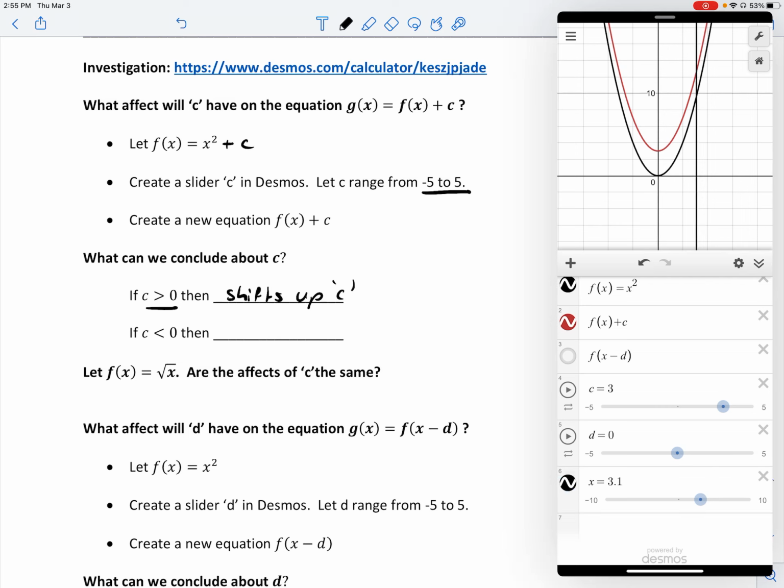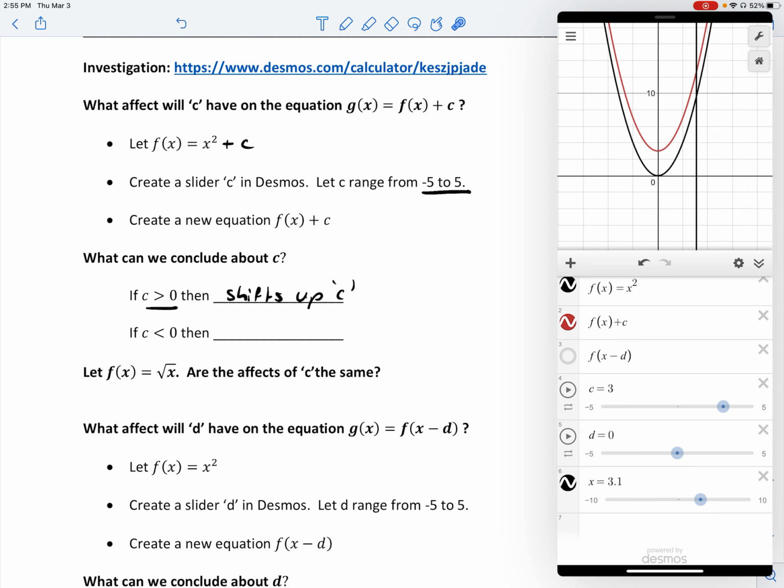Okay, so that's kind of cool. That tells me about this right here. This says that if I have any base function, it doesn't matter what it is, if I add c to it, it's just going to shift up c units. It doesn't matter if this is a function that I already know how to do, or maybe a completely new one for me. I know that by just adding c to it, it's going to shift up c units.